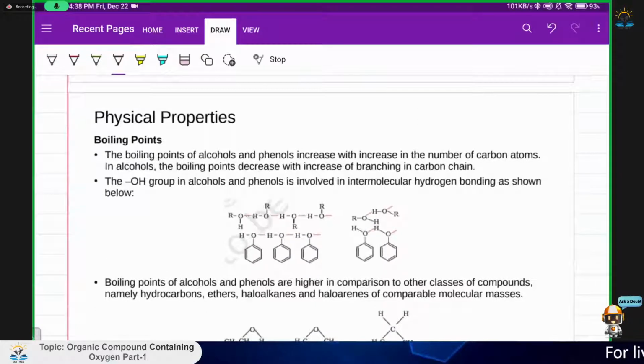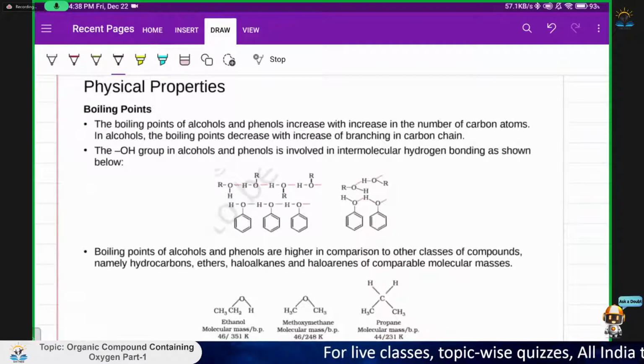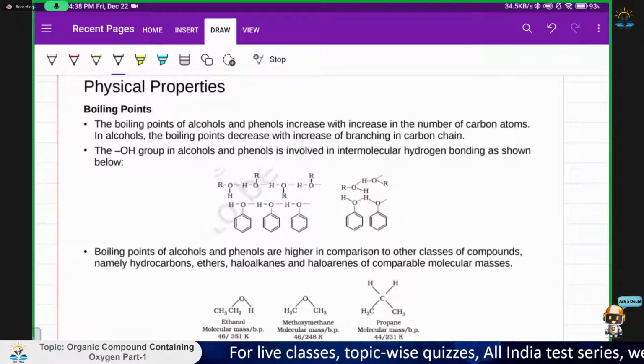Now physical properties. Boiling points. The boiling points of alcohols and phenols increase with increasing number of carbon atoms. As the number of carbon atoms increases, the boiling point increases. In alcohols, the boiling point decreases with increase of branching in carbon chain. So as the branching increases, boiling point decreases.